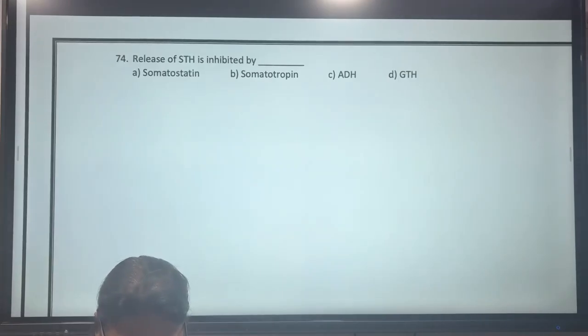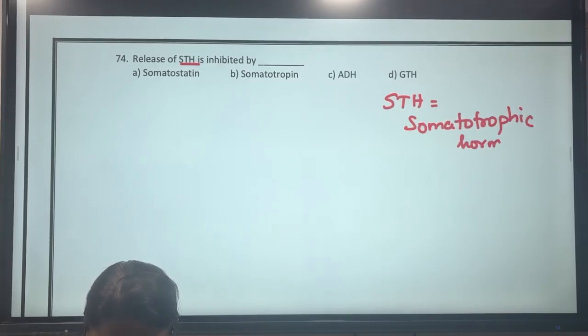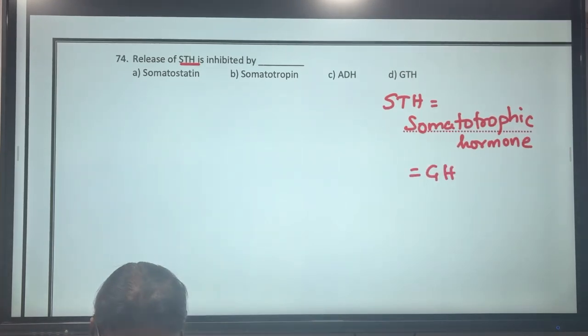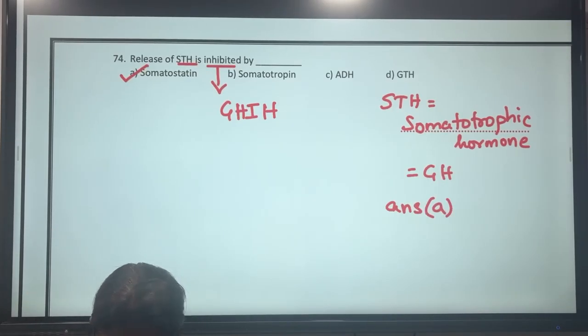So, question 74. Release of STH is inhibited by. What is STH? STH is somatotropic hormone, or in other words, growth hormone. So, inhibition of growth hormone is done by GHIH, and the other name of GHIH is somatostatin. So, answer is option A.